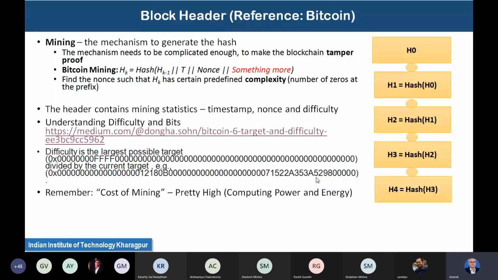So I'll stop here, and in tomorrow's class I'll discuss more details about the relationship between difficulty and what we are showing here in terms of these hexadecimal numbers, and how one can check that the hashes are working correctly. Is there any question up to this? Because we are running out of time, I will not prolong.